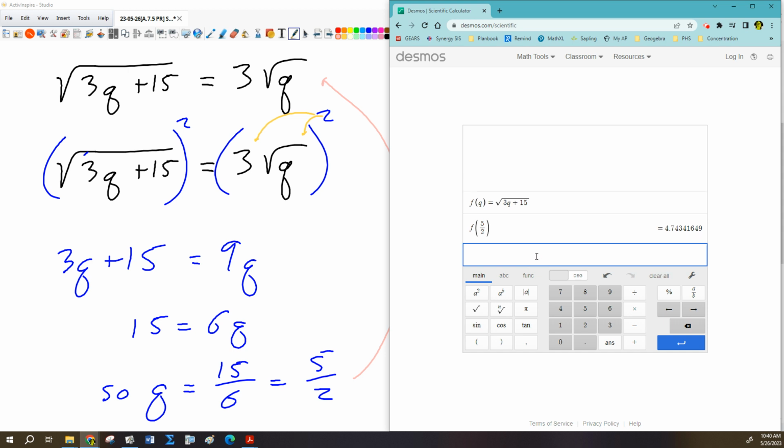Now what do I do? That's the value of the left side when I plug it in. But I've got to call the right side something else. I'll call it g of q. So g of q equals the right side, which is 3 square root of q. And then I just do g of 5/2. I get the same thing, okay? So what's that tell me? It's good. It worked.